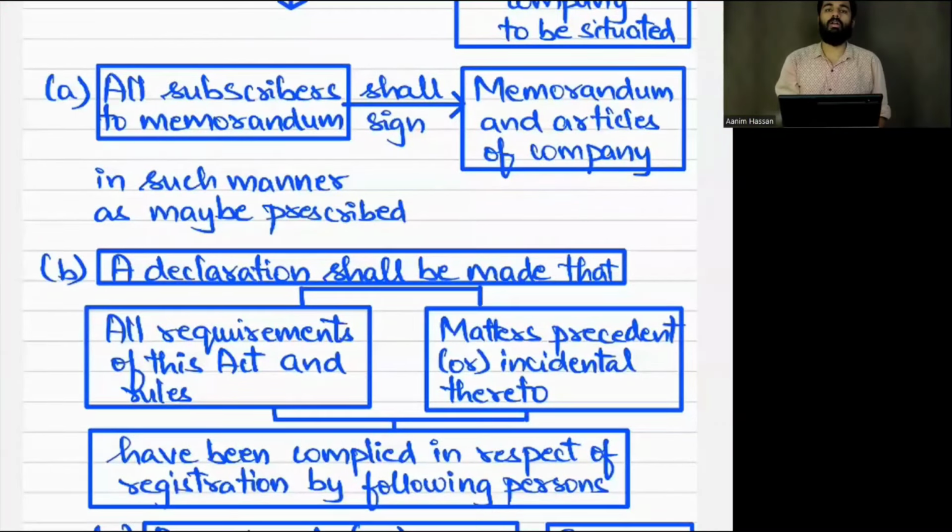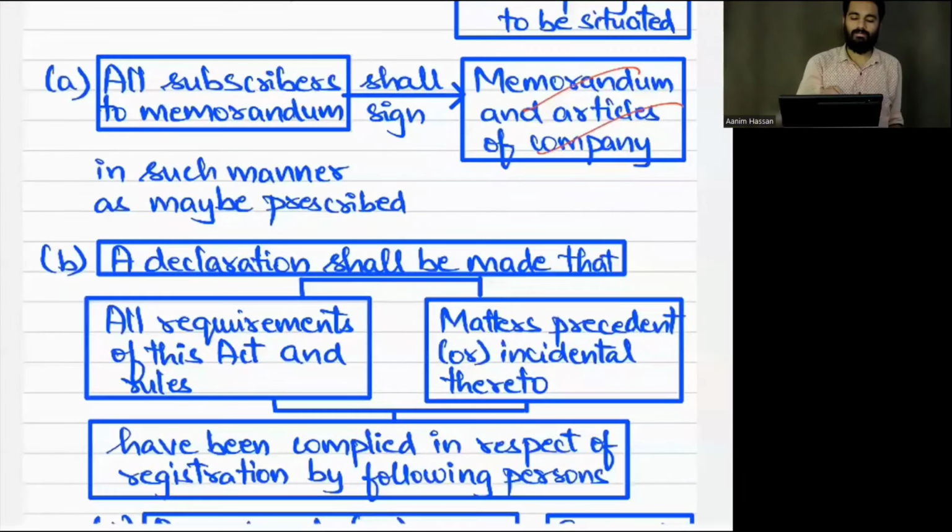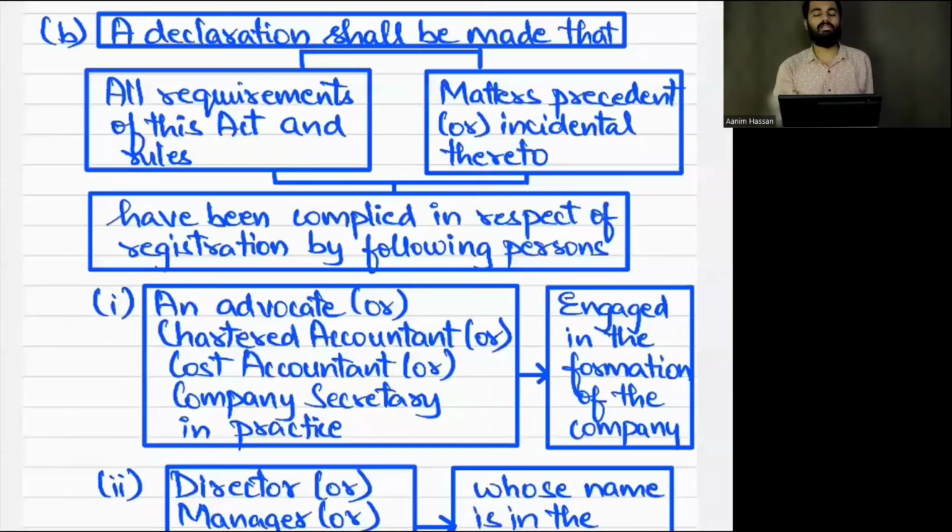What documents and information does the company have to give to the registrar? One is the memorandum and next is the articles. A declaration shall be given in form number INC 8. Who will give the declaration, sir? An advocate will give a declaration, a chartered accountant, a cost accountant, and a company secretary. All those who are in practice will give a declaration.